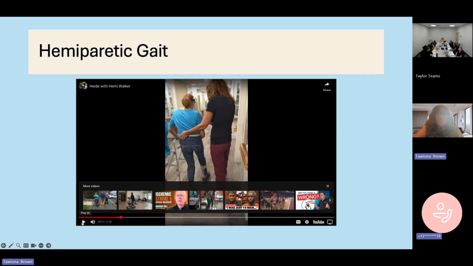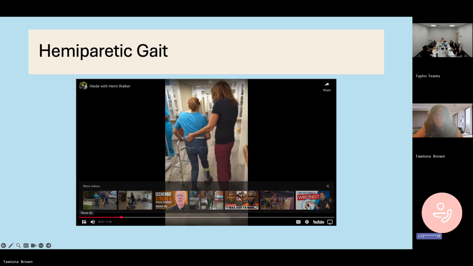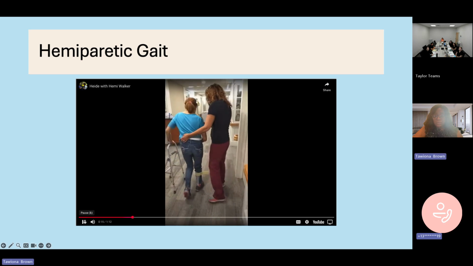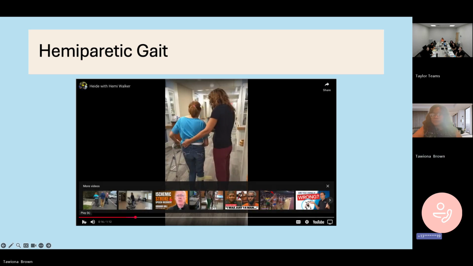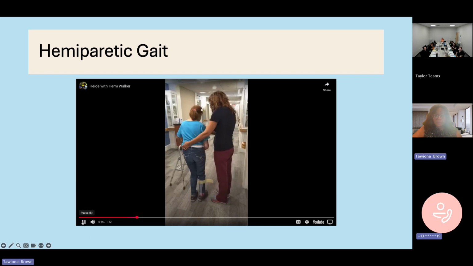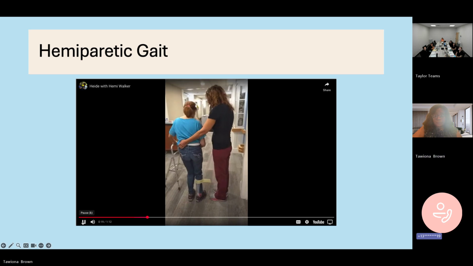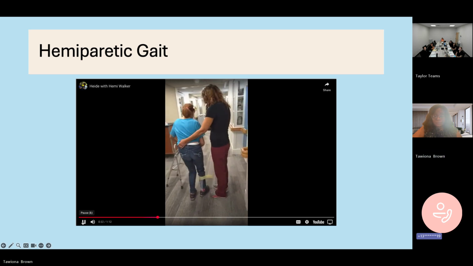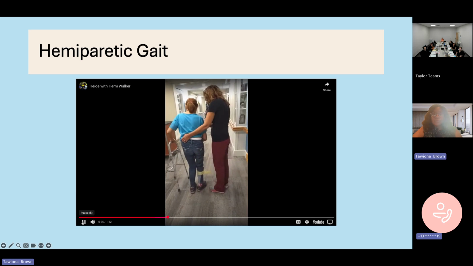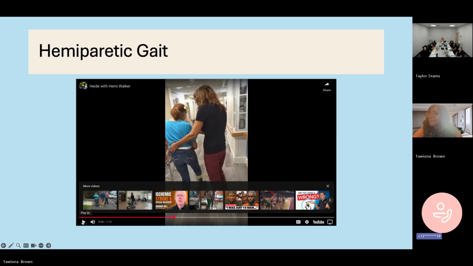So, what else do you see with her gait? What are some other things that you see now? Let's talk about the lower extremities. What do you see with her lowers? She's doing a step 2 gait. What else? What does she have on her lower leg? Orthotic. She has an AFO on.